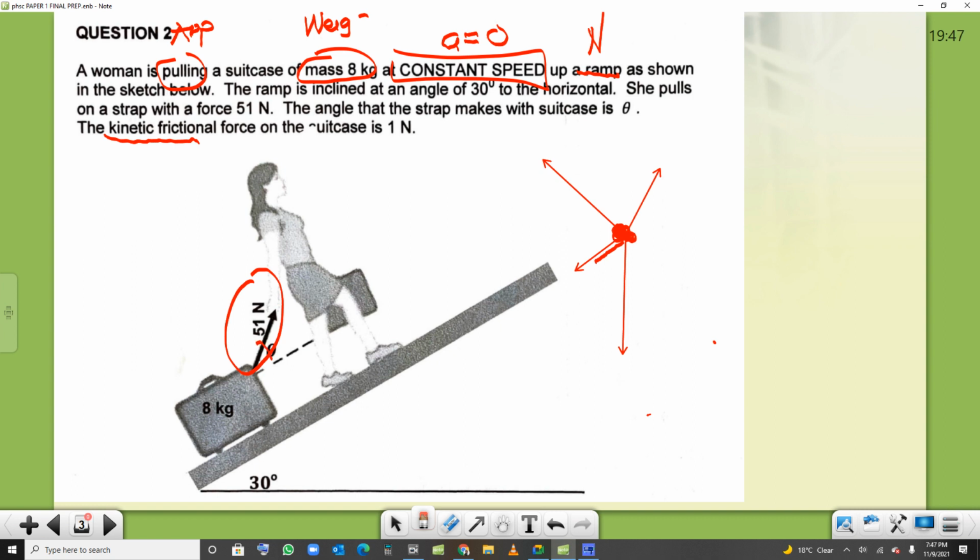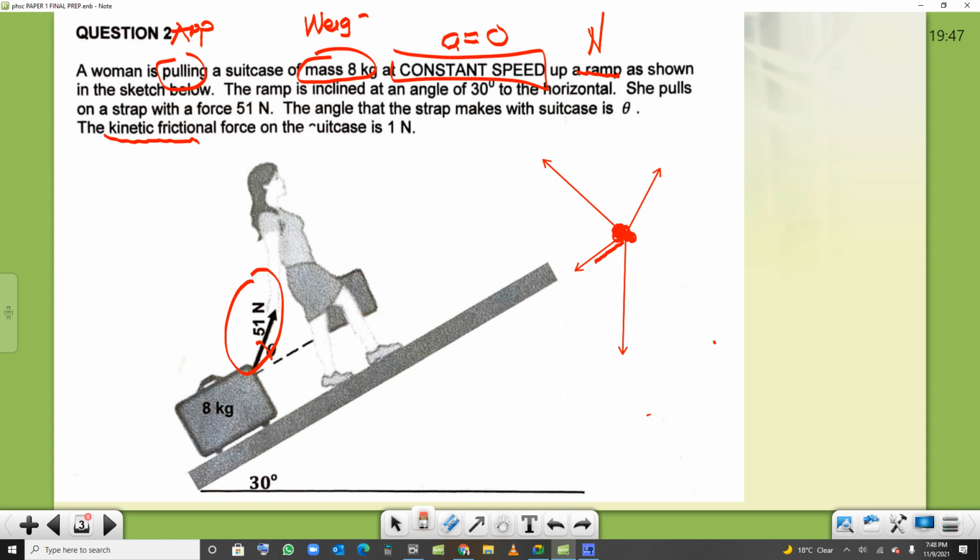Can you see that angle there? I know you are used to drawing things like this, but please forget about what you are used to. The examiner is coming with a different question, so please take note of what the examiner is asking you to do.